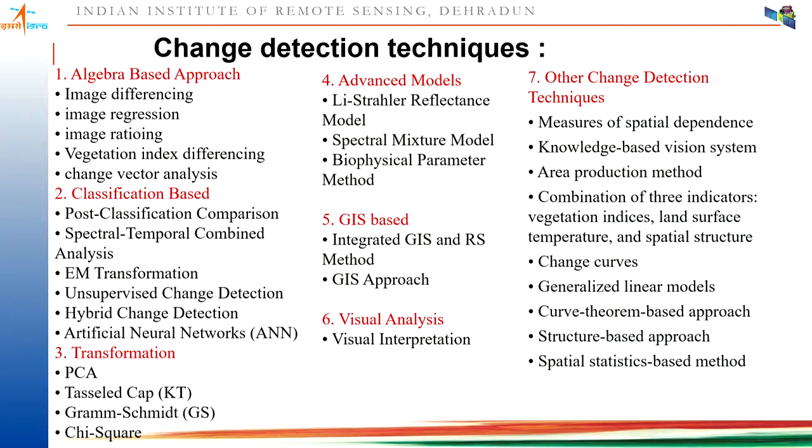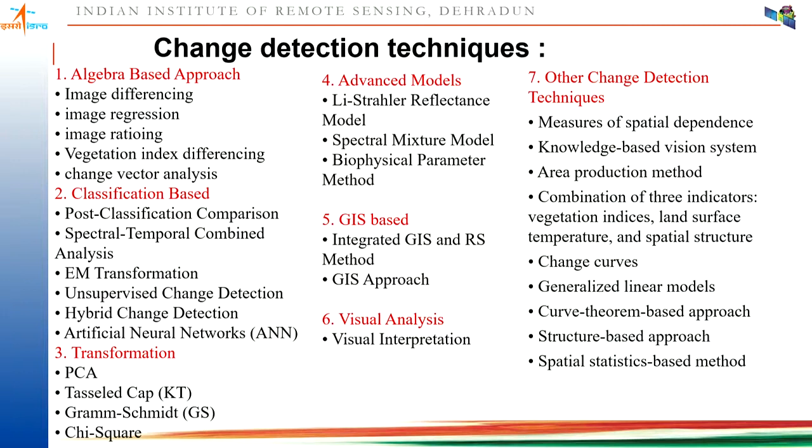Minakshi madam must have taught you about image transformations: PCA, principal component analysis, Tasseled Cap, KT transformation, Gram-Schmidt transformation. These are transformations in which the image is transformed into another set of data. So these transformations also can be used for change detection. There are certain advanced methods also, which use spectral mixture model or biophysical parameter method. So there are various methods also.